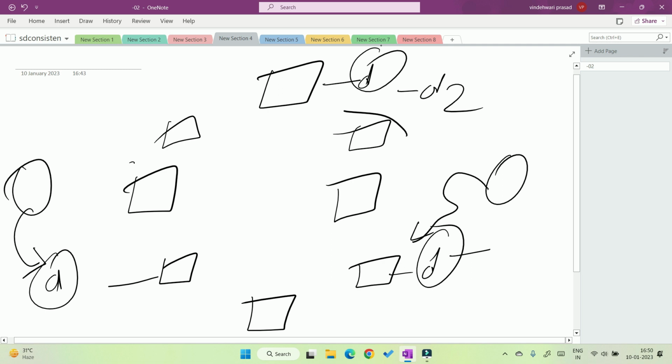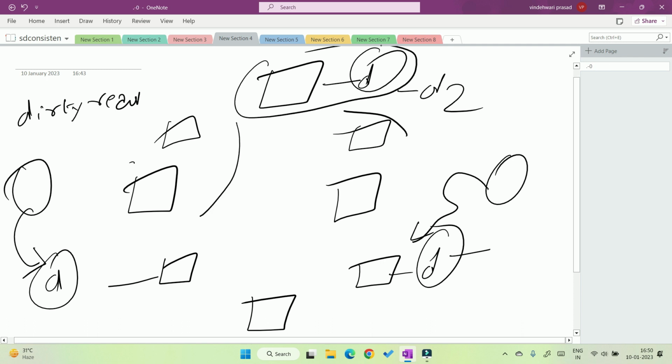If a fourth person comes and reads the data, what will he get? D. This type of read is called a dirty read, because they are reading the wrong data. The data is already updated on one server, but it is not updated in the other 2 servers. So this system is called an inconsistent system.